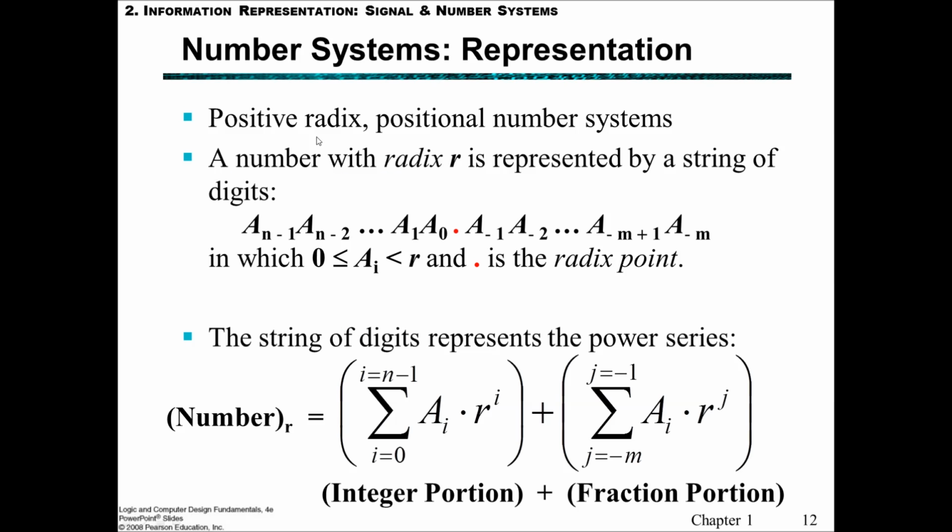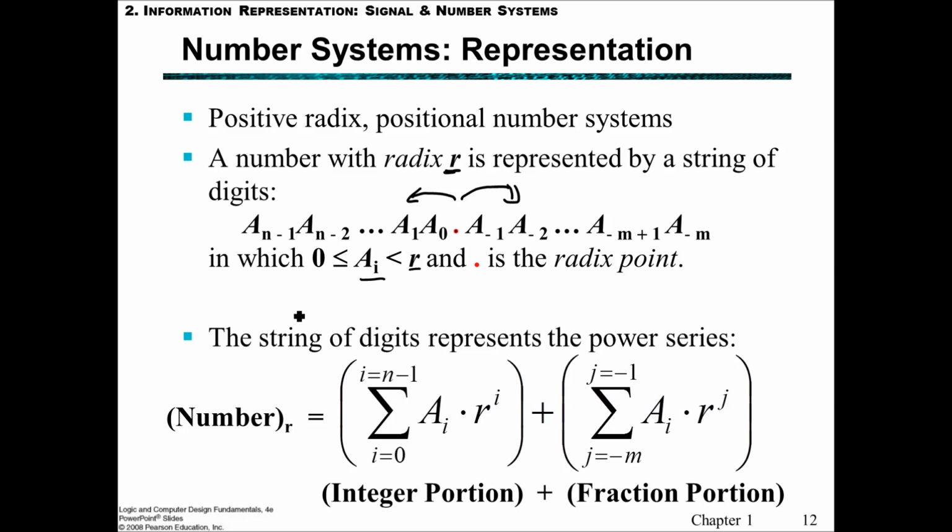In terms of the information representation, we can use number systems to represent that. So this would be a positive radix positional number system. So a number with a radix r is represented by a string of digits like this: a_(n-1), a_(n-2), all the way down to a_1 and a_0, and then a_(-1), a_(-2). And so we say that the value a_i, for any of these a_i values, is greater than or equal to 0, and it's less than the radix.